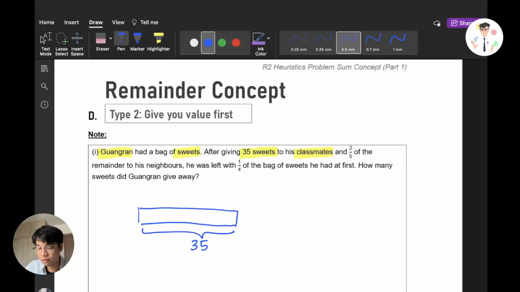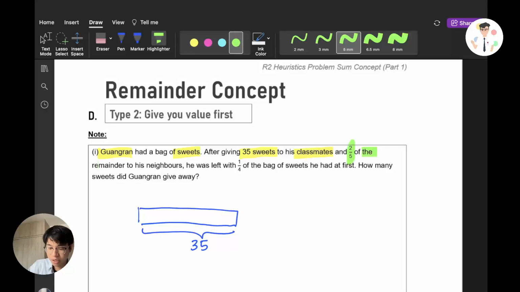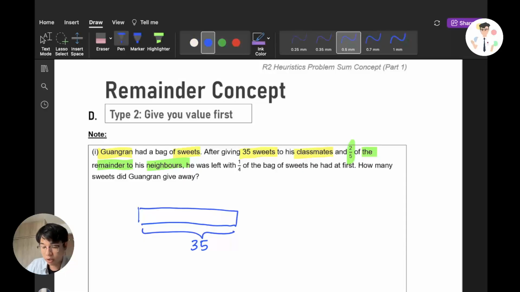And 2/5 of the remainder to his neighbor. Now look at the keyword here: 2/5 of the remainder to his neighbor. This means that after I give 35 to the classmate, whatever I have left over is called the remainder. If there are 5 units, 5 parts, I take 2 and give them to another person. It means that when I draw the model, I'll draw another remainder bar model here. It does not affect the 35, but I'm drawing an extra remainder bar model here.